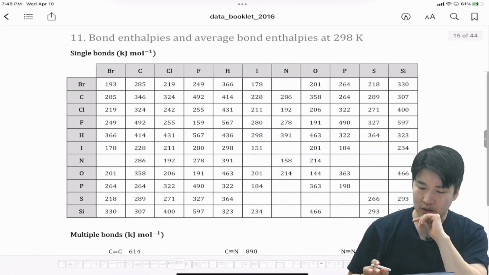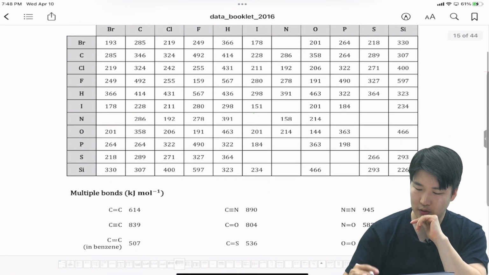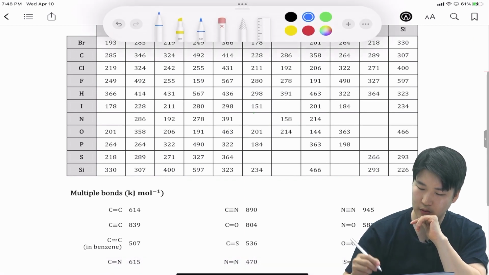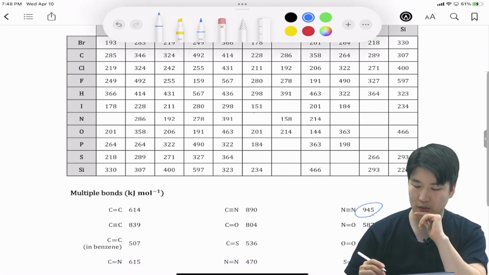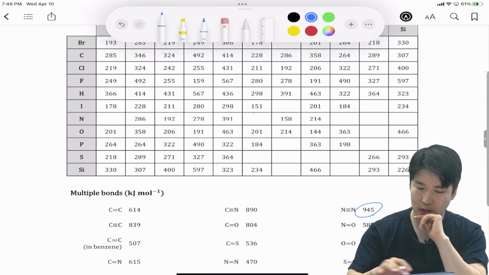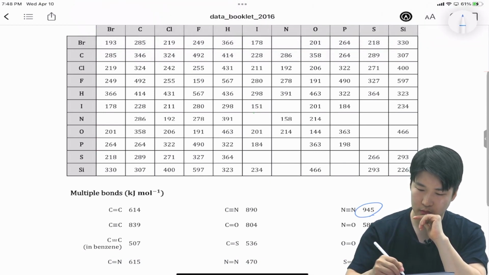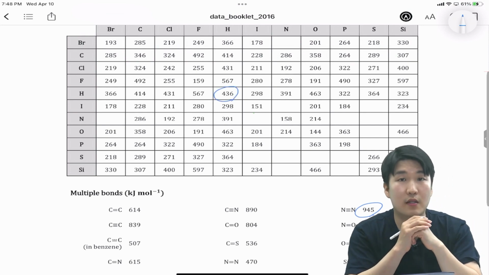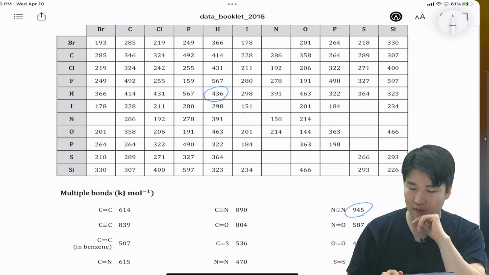Let's look at the data booklet. Nitrogen will have 945, while hydrogen will have 436. Let's annotate that value.